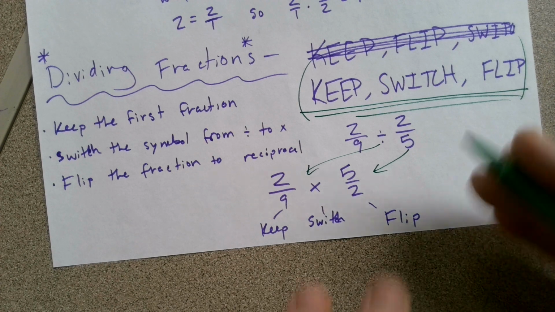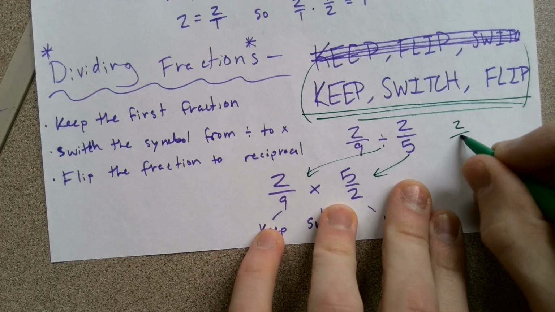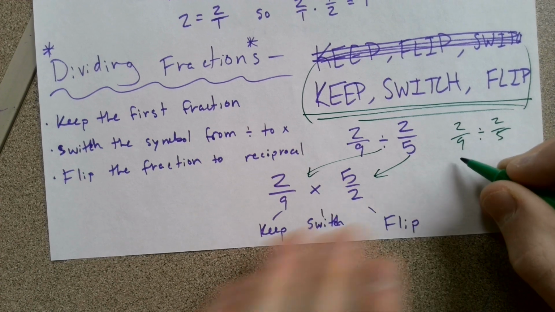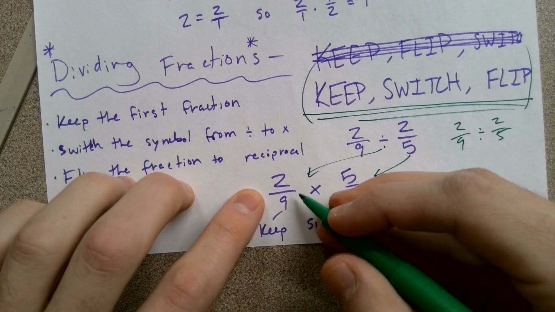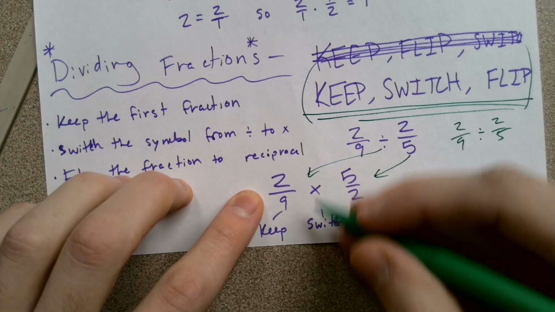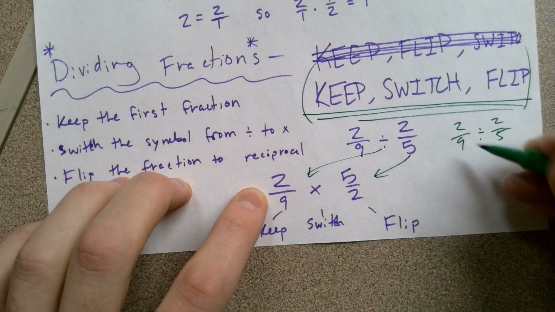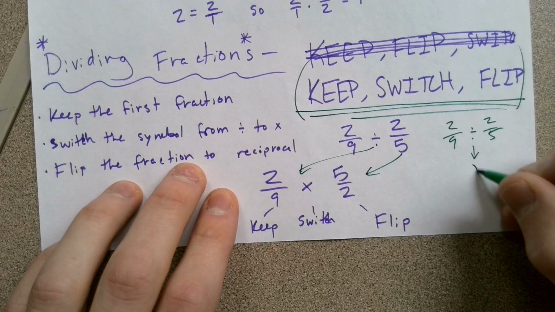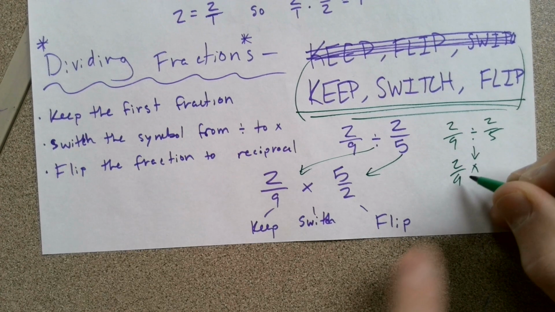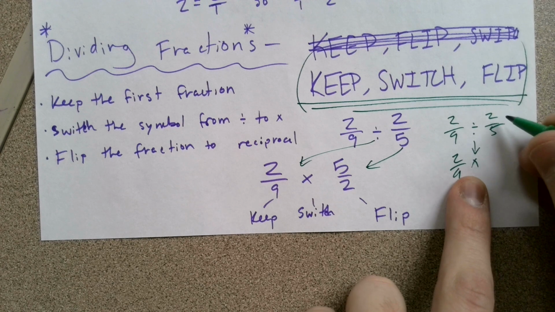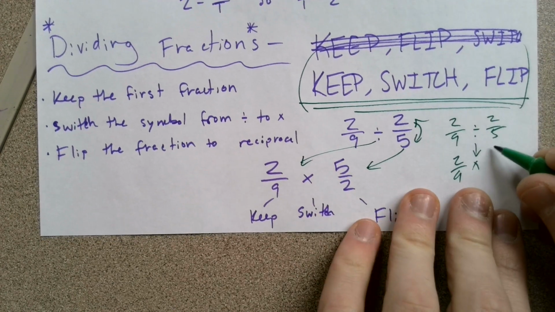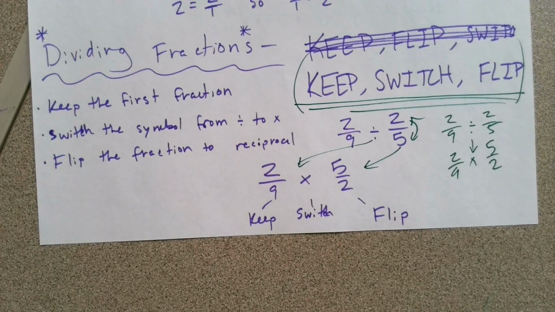Keep, switch, flip. So right here, we have 2 over 9 divided by 2/5. Our first number, we are going to keep just the same as it is. There's our keep. Our switch, we are going to switch this symbol, just like I said right here. Keep, switch, and flip. To flip it, we're just going to flip these. We're going to make it the reciprocal. Now we just have a multiplication problem.